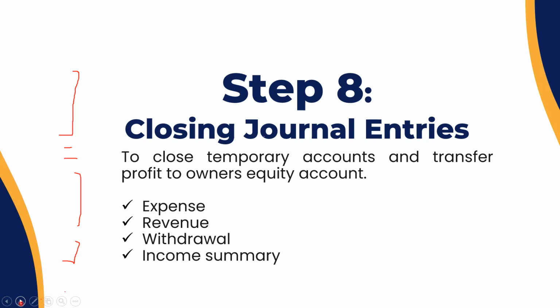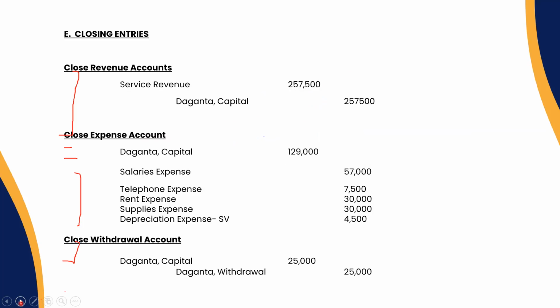Okay? To better understand, what do we close? Expenses, revenue, withdrawal, and your profit or your income summary. We close them. You have to close it. How do you close it? Where do you close it? We close all of them to the capital account. What do I mean by close? We will put all of them into the capital account.